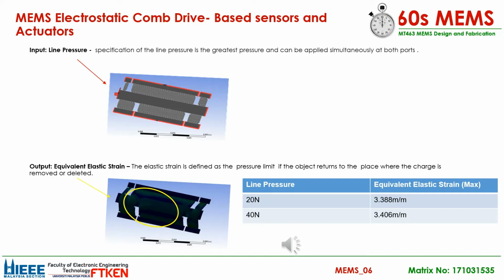There are two values tested for this design as line pressure, 20 Newton and 40 Newton. For 20 Newton, the output is 3.388 millimeter, and for 40 Newton it is 3.406 millimeter. So as a conclusion, when the line pressure increases, the equivalent elastic strain also increases.